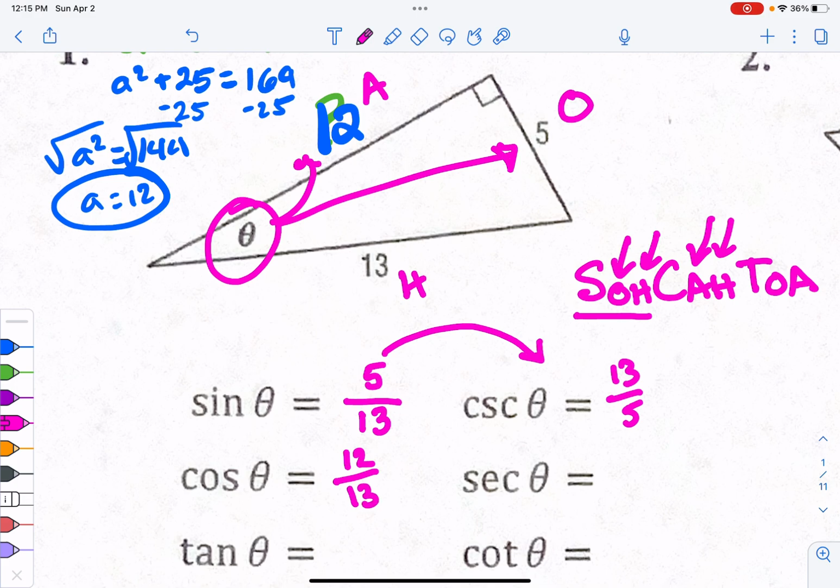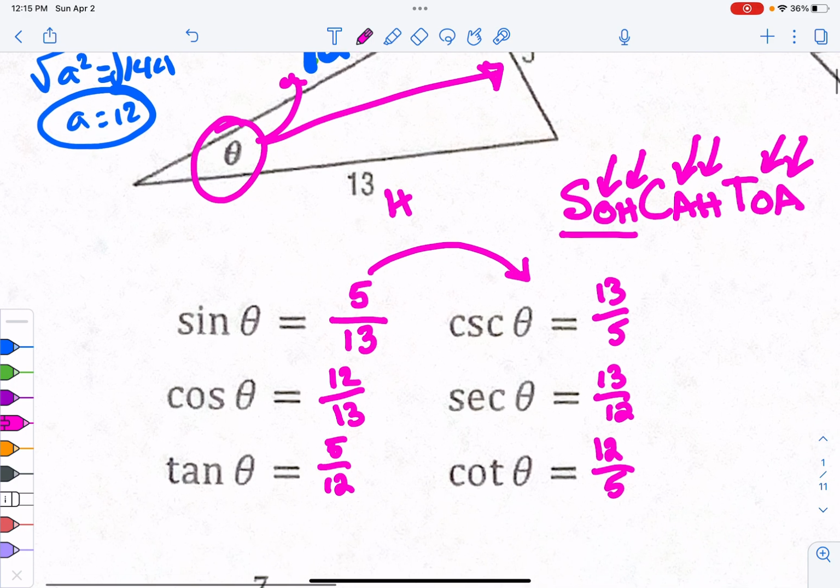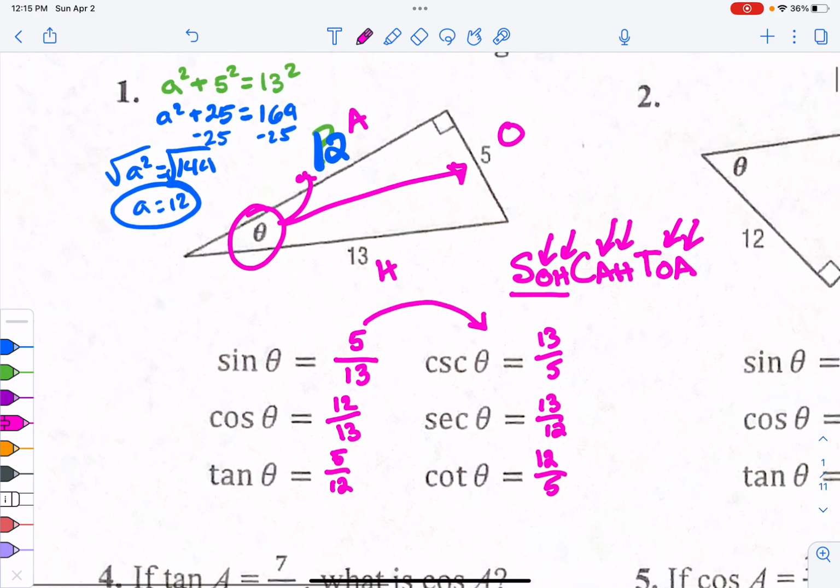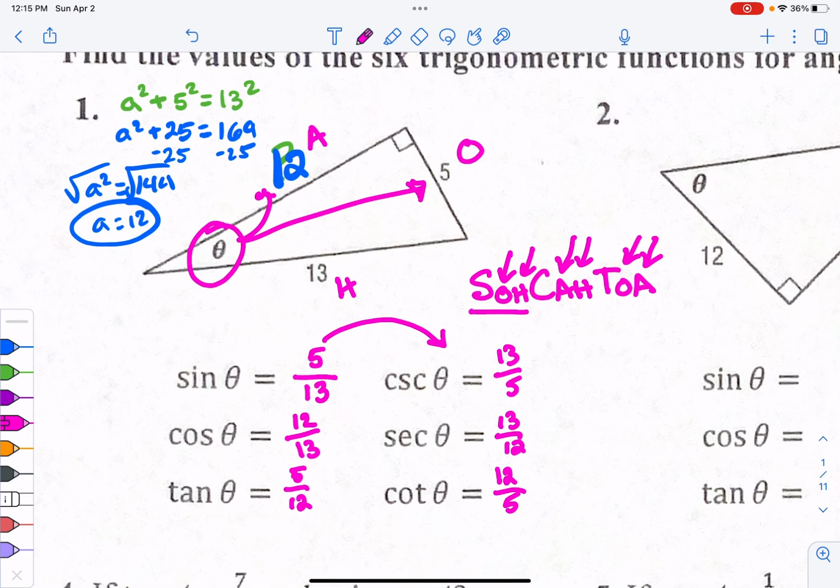And then secant would be 13 over 12. And then tangent is opposite over adjacent, so the opposite side is 5, the adjacent side is 12. And then cotangent will be 12 over 5. So those fill in pretty quick after you have the triangle established, and that should work from there.